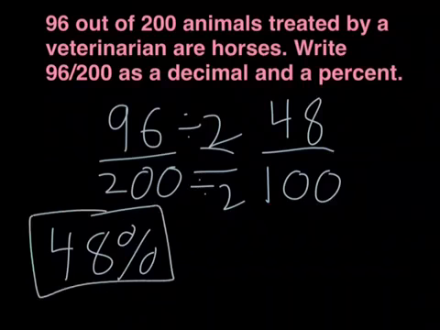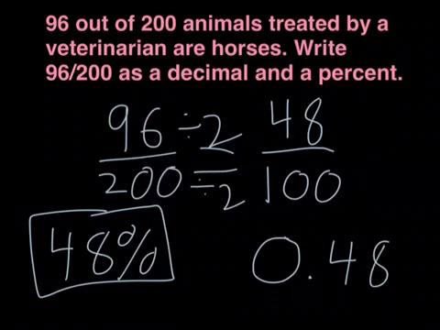The other cool thing is when we were able to do this, it's very easy to turn into a decimal, because another way to read this fraction is as 48 hundredths. And that should hopefully ring a bell, because we can write a decimal like this. This is the hundredths place, and so this decimal right here just says 48 hundredths.